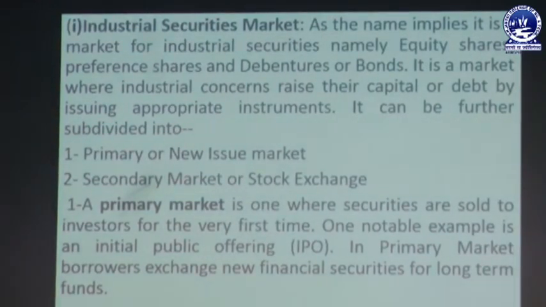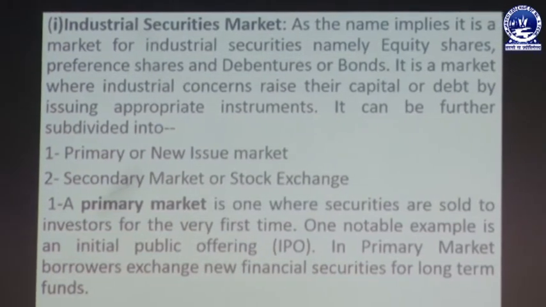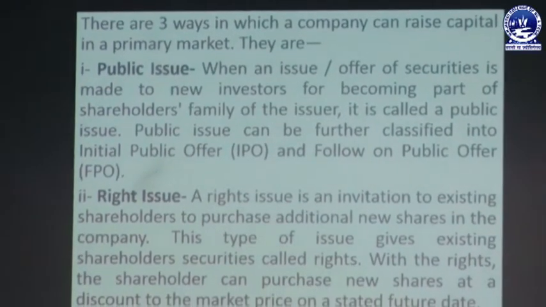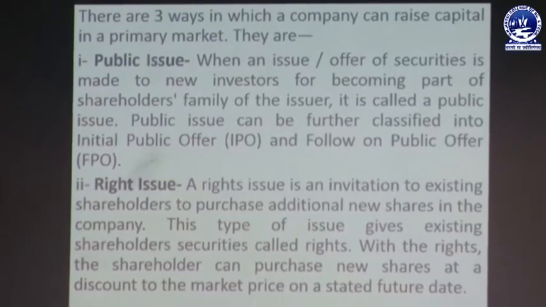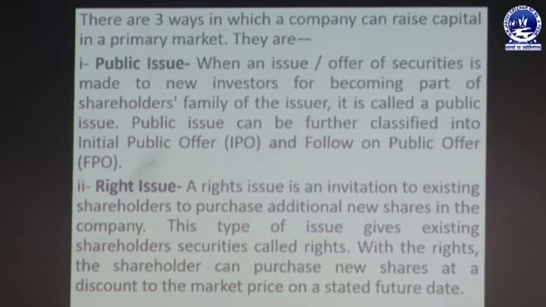One example is initial public offering, and in primary market, borrowers exchange new financial securities for long-term funds. So, as it is issued for the first time, borrowers can exchange their new financial securities, and that is for a long-term period, as it is coming under your capital market. So, there are three ways in which a company can raise capital in primary market. That is called public issue, the second one is right issue and the third one is your private placement.